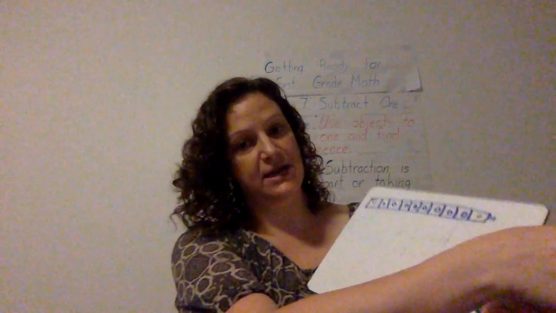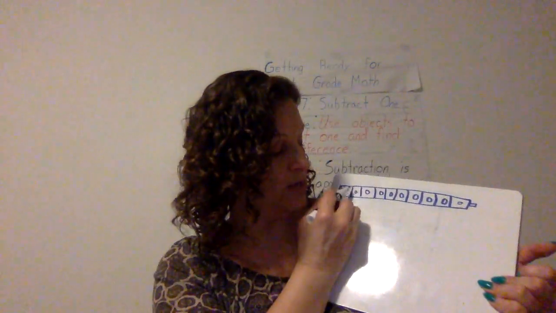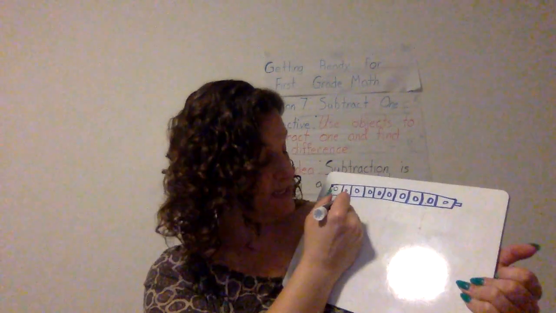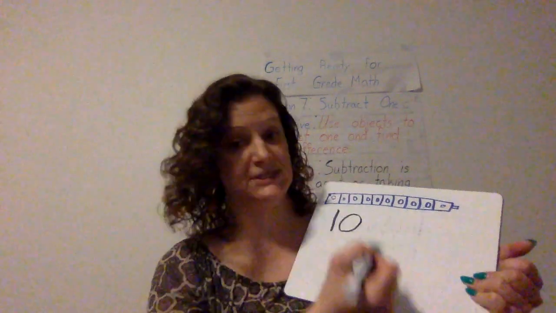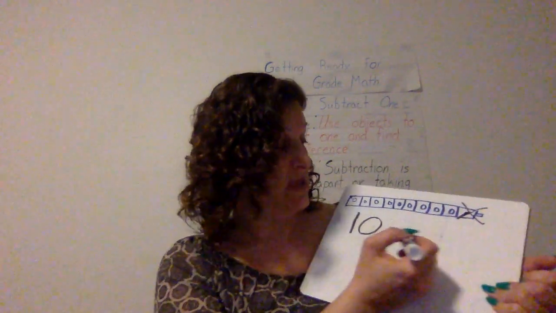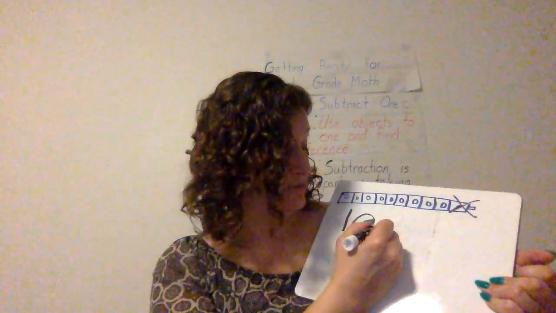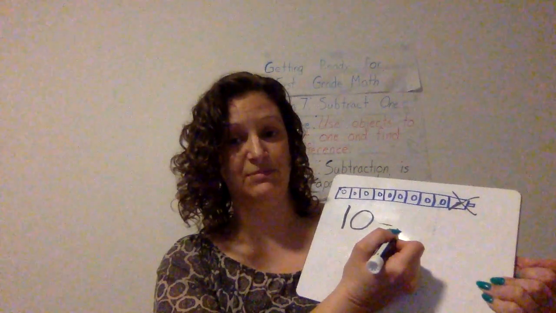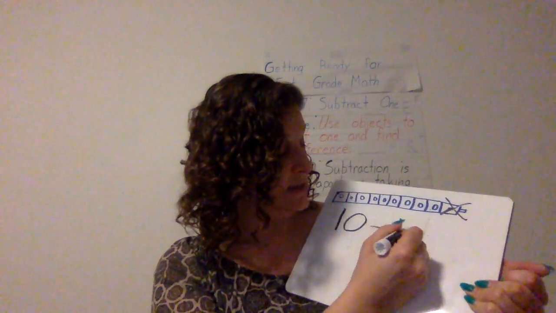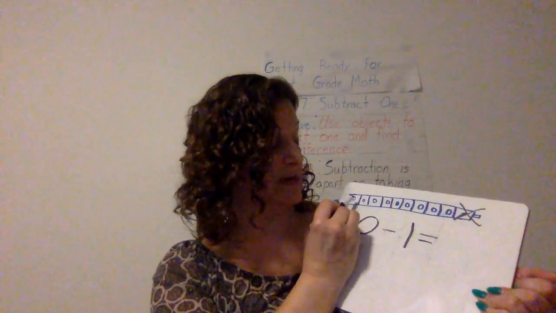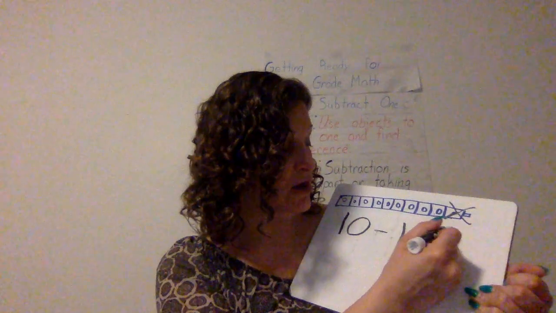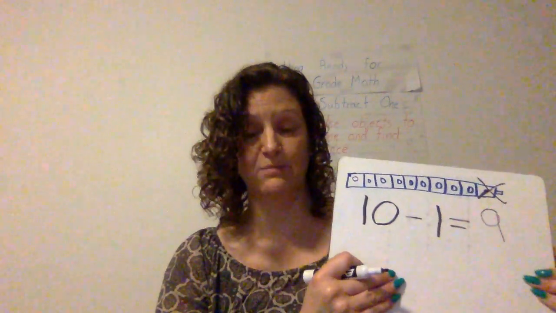So I drew this cube train here, and we're going to count how many cubes we have. 1, 2, 3, 4, 5, 6, 7, 8, 9, 10. I'm going to write 10 to show that I have 10 cubes. And then I'm going to take one away. I'm going to show that by crossing it off. I'm going to put my minus sign. Remember, this is the minus sign. It's like a dash, and it means minus or subtract or take away. And I took away 1, so I'm going to write 1. 10 take away or subtract 1 leaves us with 1, 2, 3, 4, 5, 6, 7, 8, 9 cubes.